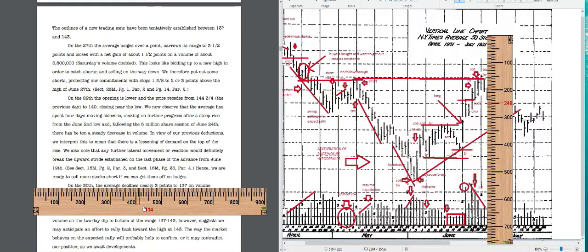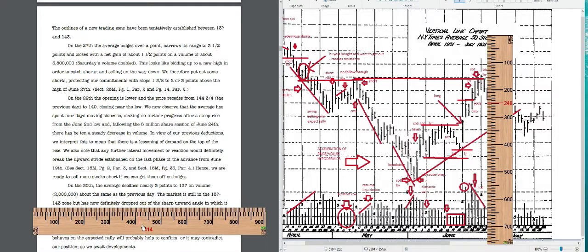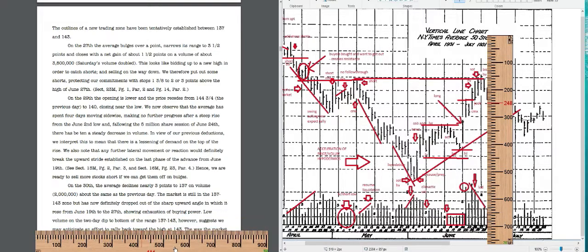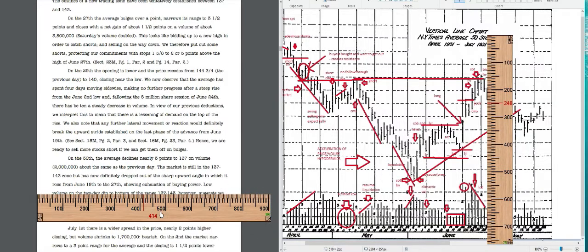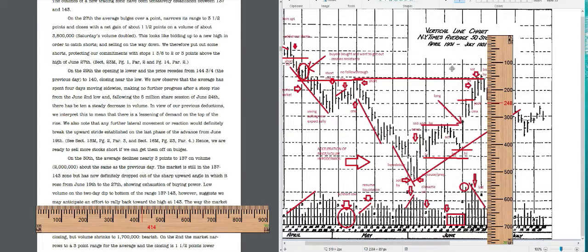On the 30th, the average declines nearly 3 points. The market's still in the 137 to 143 zone, but now definitely dropped out of the sharp angle in which it rose from 19 to 27, showing exhaustion of buying power. Low volume on the 2-day dip to the bottom of the range, however, suggests we may expect an effort to rally back up.